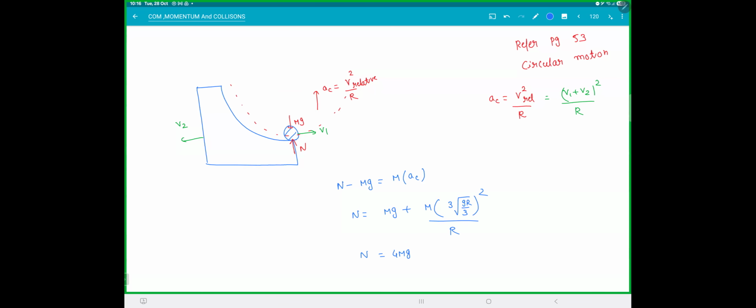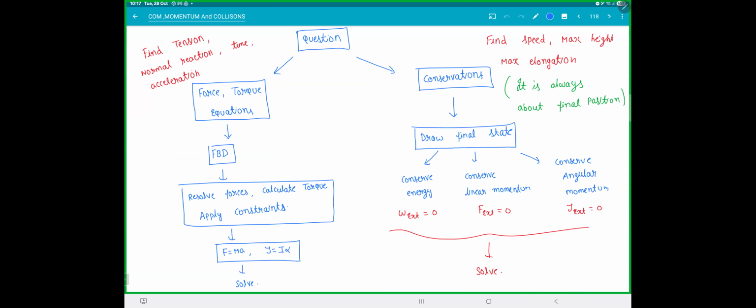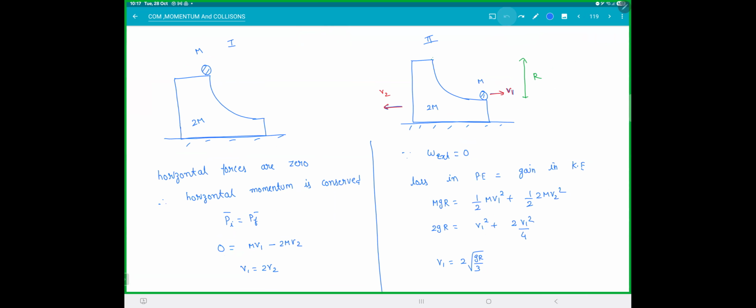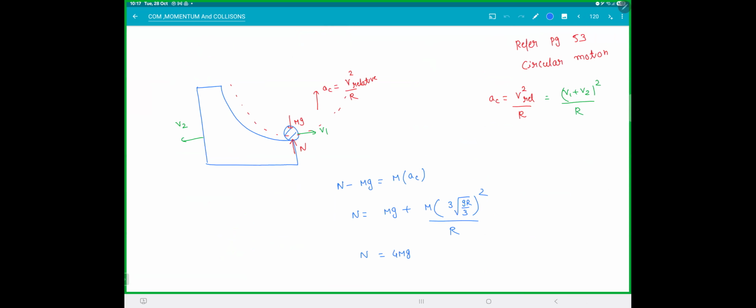See where it went wrong. See how many concepts we had: conservation of linear momentum, conservation of energy, loss of motion, circular motion. Four chapters. And this is not even the final form of the question. The same question we'll do again in rotation.